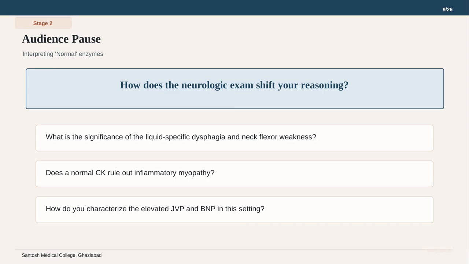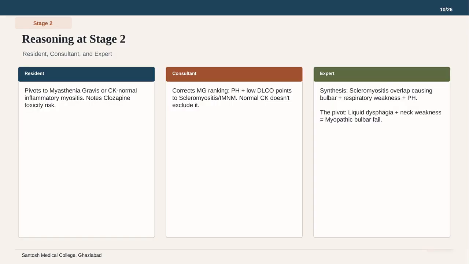The presence of neck weakness and liquid-based swallowing issues often points toward a bulbar process that might be separate from her initial vascular diagnosis. We need to decide if we are looking at one complex disease or two distinct problems. Let us see how the different reasoning perspectives handle this new confusing information. At stage 2, our models begin to pivot.